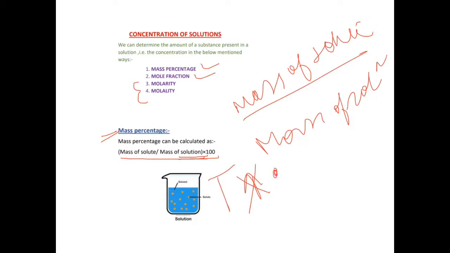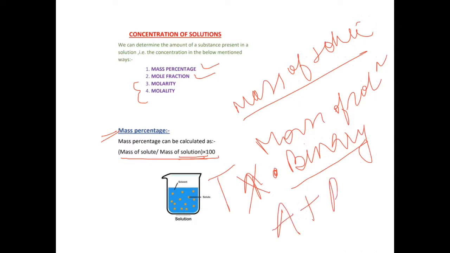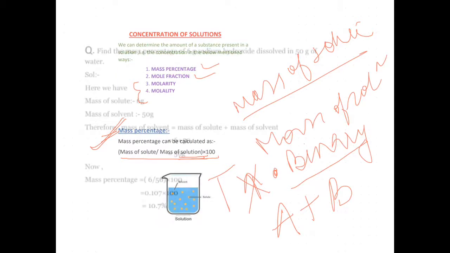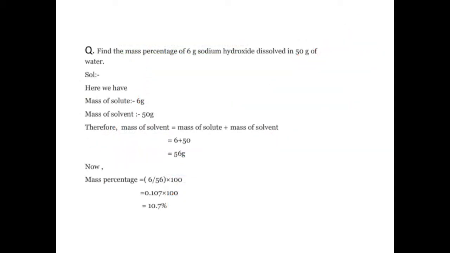Also, generally we take binary solutions for such type of calculations. Binary solutions means the solutions which have two components only, that is one solute and a solvent. Now let's understand how to calculate mass percentage with the help of two questions. This is a very simple topic, and the questions are also very simple.